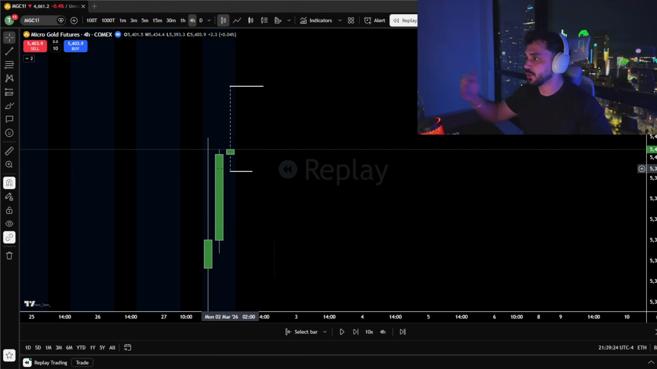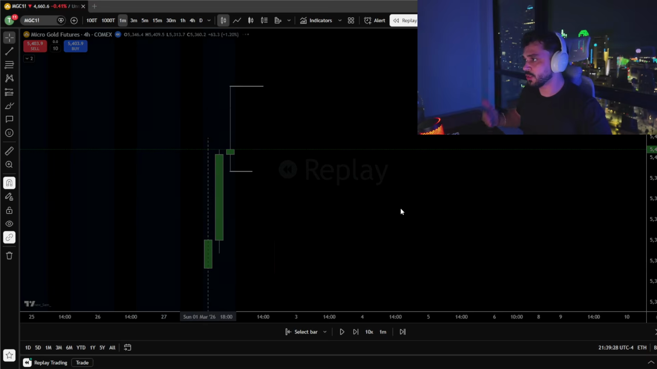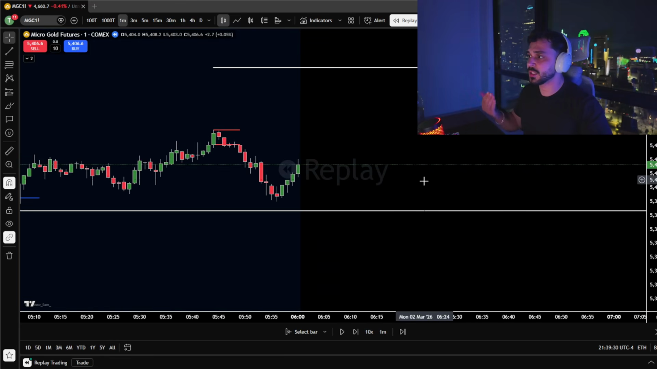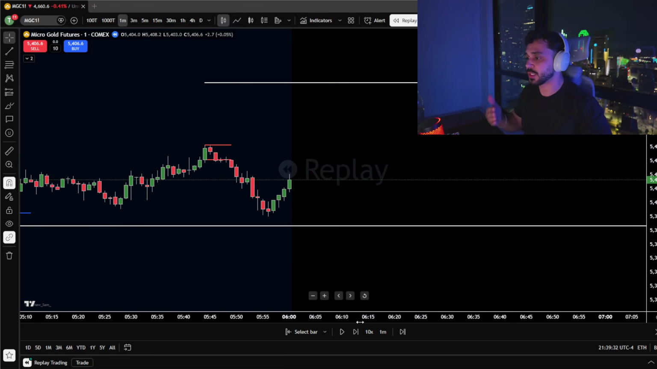Now that I went ahead and drew out pretty much the bottom of the candle and the top of the candle, now we go ahead and drop down to a lower time frame. And what we want to see is how price reacts inside this range. If price breaks it to the top side, it's simple. Don't trade.